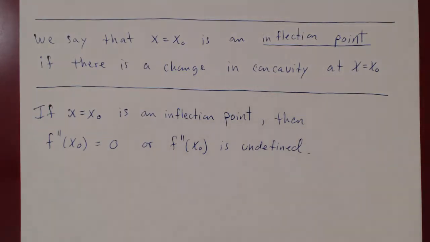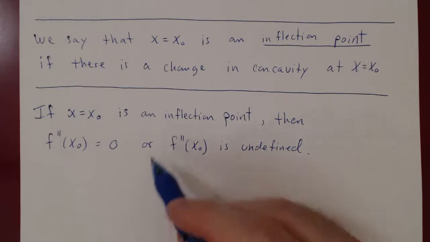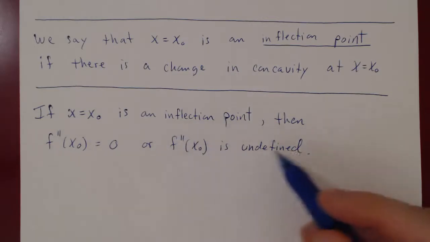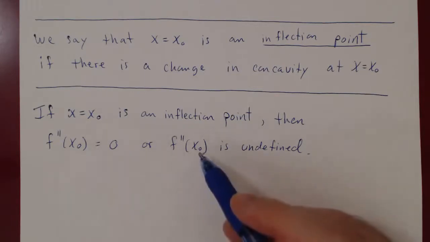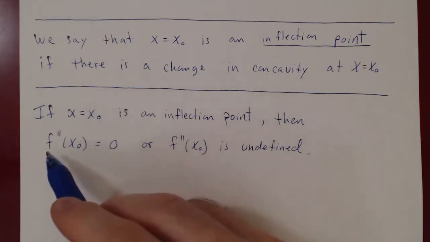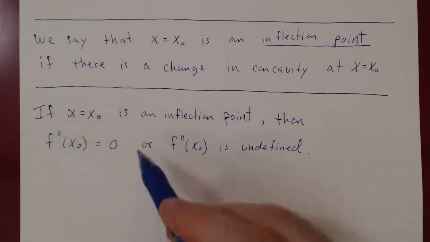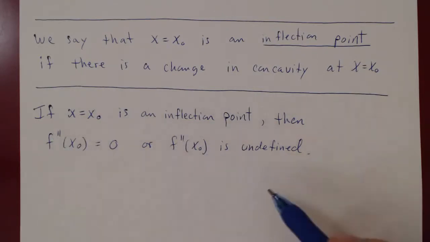Now, one thing worth mentioning here is sometimes you will find fake inflection points. So you'll look for the second derivative to be equal to zero, or the second derivative to be undefined, and you may get several values of x, and not every one will give you a change in concavity. So sometimes you will get fake inflection points. But the key is, if there is a point where concavity changes, so if there exists an inflection point, it has to be satisfying one of these two conditions. It has to be a value where the second derivative is zero, or where the second derivative is undefined.